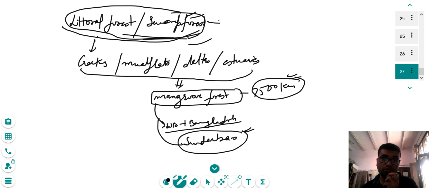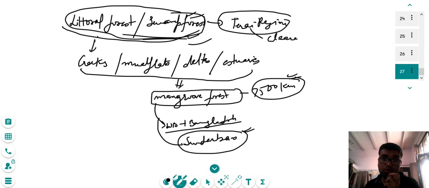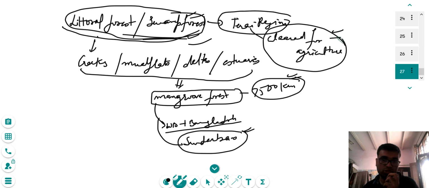Okay, along with this, swampy forests are also found in the Tarai region. But in the Tarai region, they have been cleared for what? The agriculture and the cultivation. For agriculture, they have been cleared and exploited. So this was the fourth category, that is the littoral forest, right?